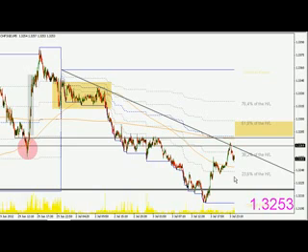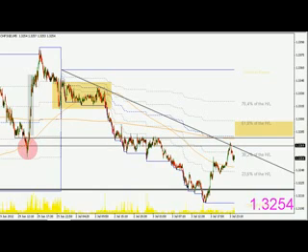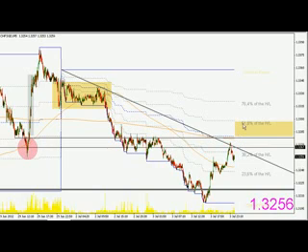I would still prefer the short side on this cross rate at 23 o'clock Central European Time on 3rd July 2012, or 17:24 meanwhile in New York. Take the stop wherever you want. I would prefer around about 133. Target should be 132, down under the 131 area. That's all for today, guys.